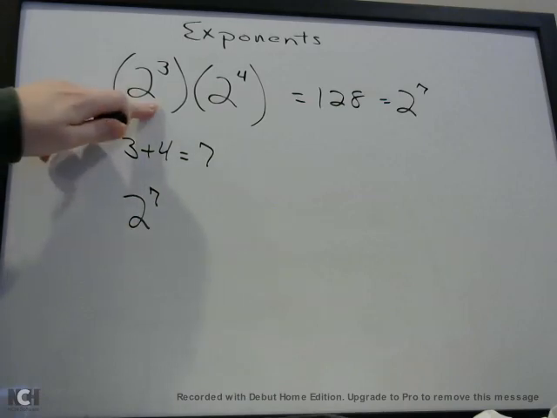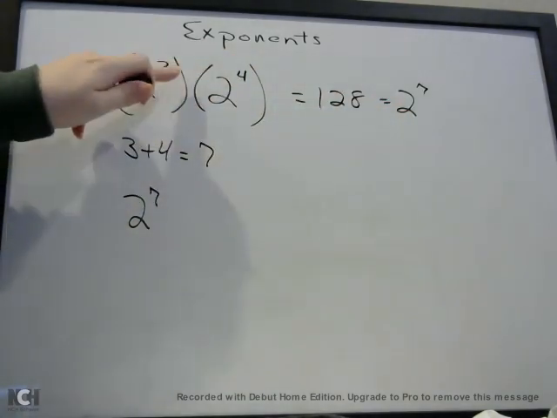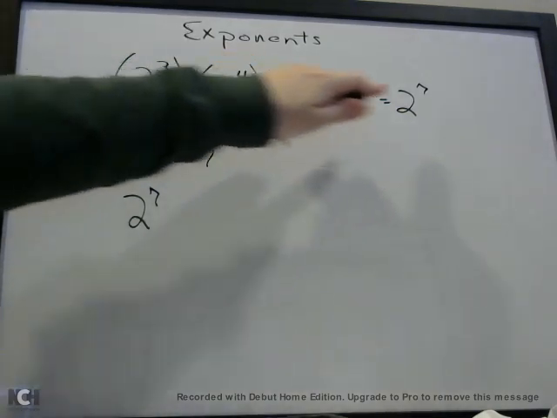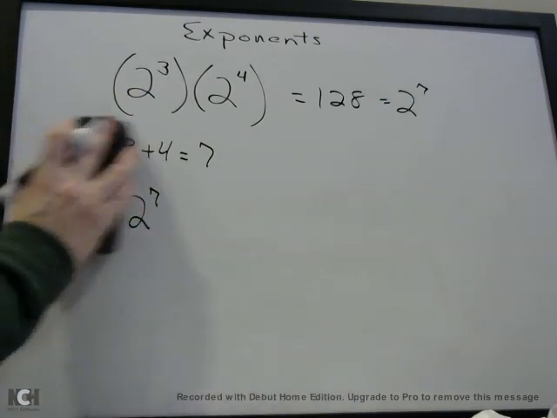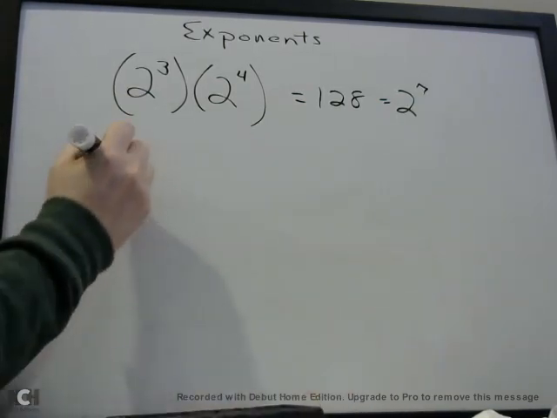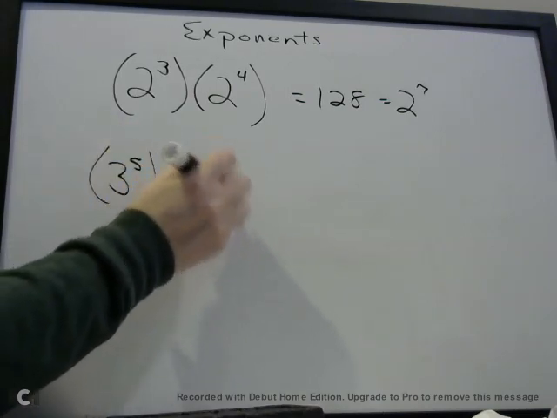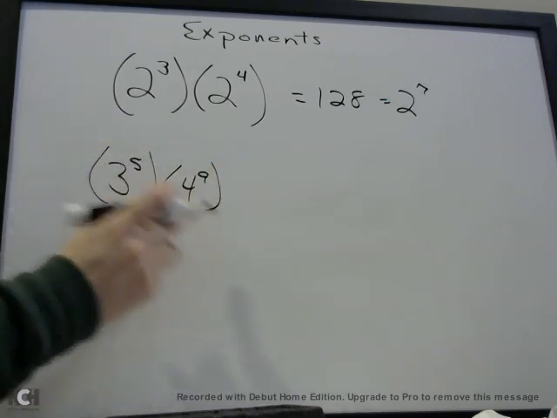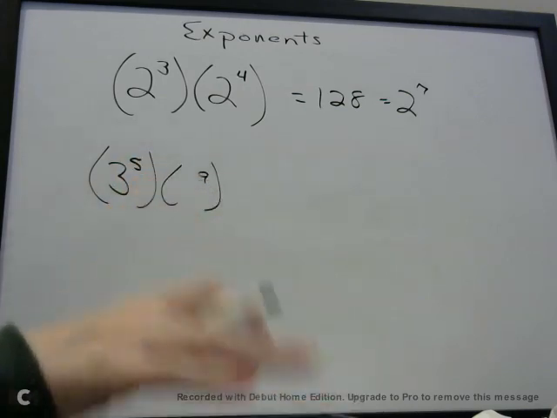The way we got that is you keep the same base, so you just copy the 2 down, and then you add the exponents, 3 plus 4, 7. If you plug 2 to the 7th into your calculator, you'll get 128. So again, the base has to be the same. You can't do that if you had, let's say, 3 to the 5th and 4 to the 9th. You can't do this shortcut route, only if they are the same base.